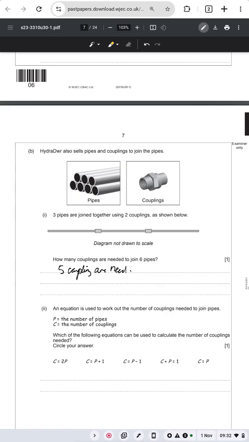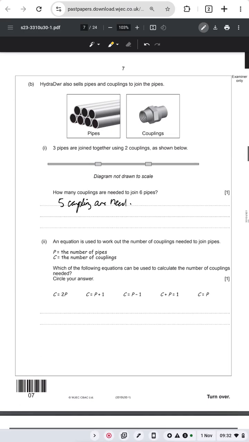An equation is used to work out the number of couplings needed to join pipes. P is the number of pipes, C is the number of couplings. Which of the following equations can be used to calculate the number of couplings? So I've already said in the previous question, this must be the number of pipes minus 1. So it's that one.